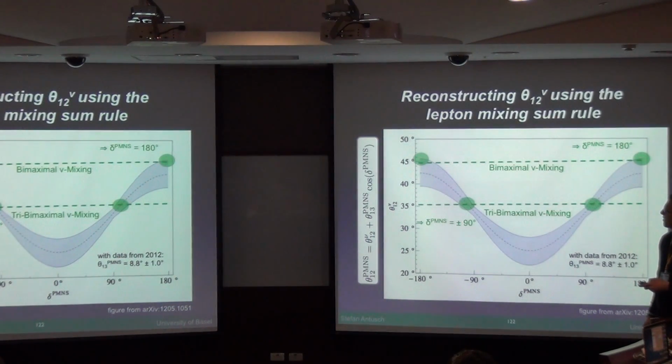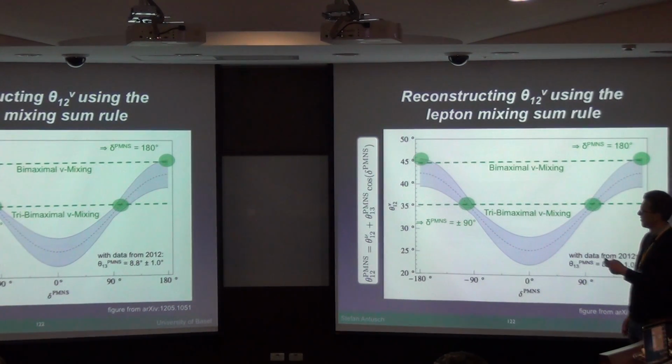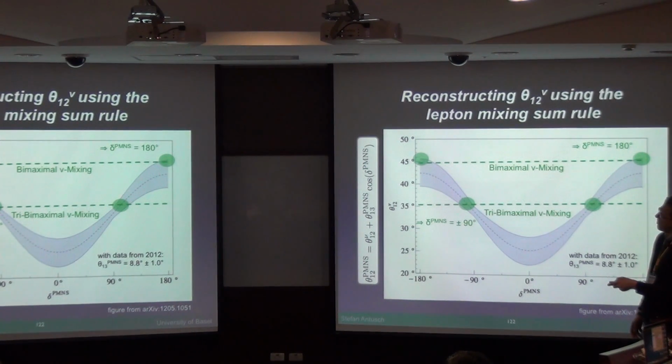Okay, last slide I have here. This is just showing again this Leffler mixing rule in a more general context, which gives you this formula, where you can reconstruct theta 1 2 neutrino by a measurement of the Dirac CP phase, taking the data. This is from 2012, but that won't change too much.